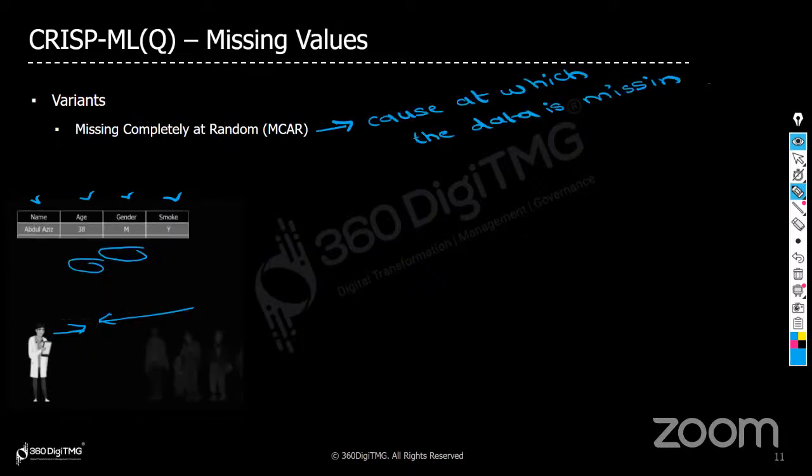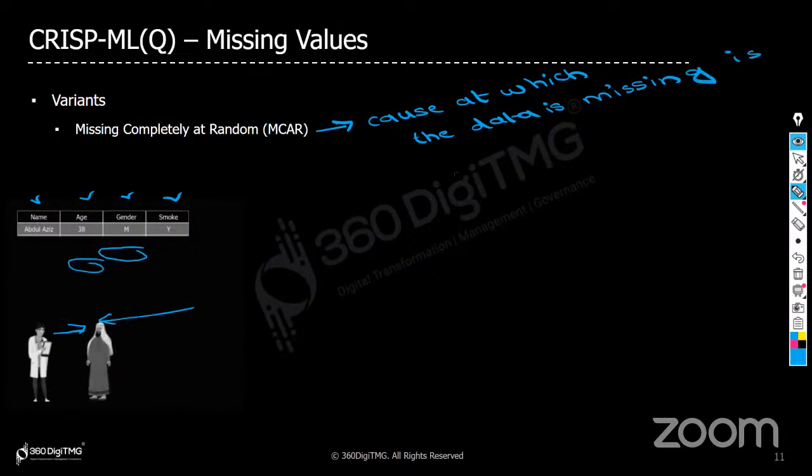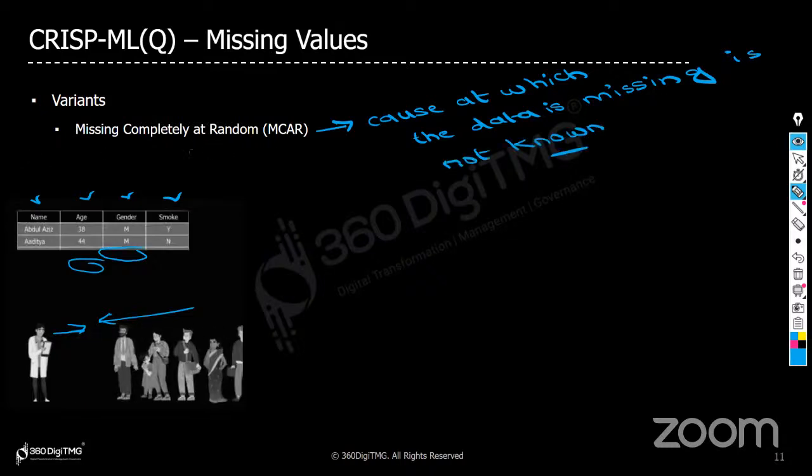This is theoretical. The cause at which the data is missing is not known. We don't know exactly why the data is missing. We don't know the reason correctly. That is nothing but missing completely at random.